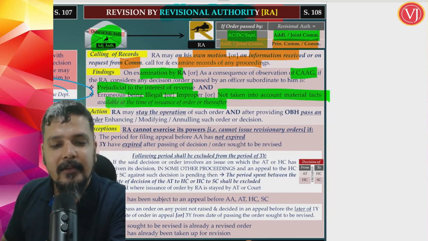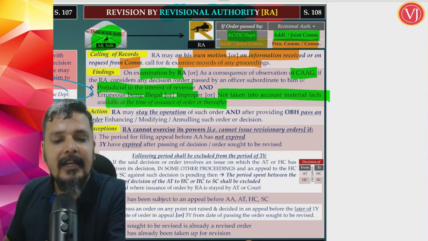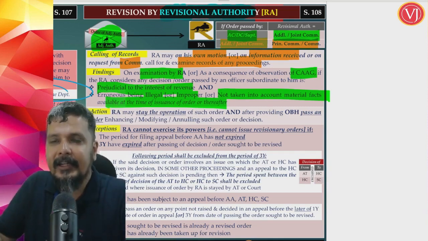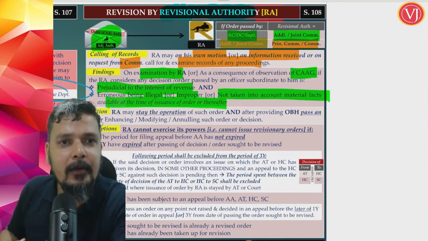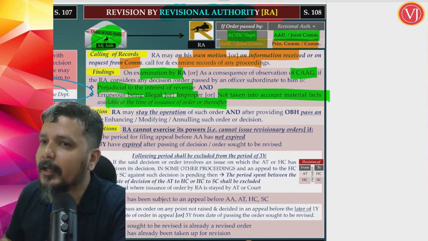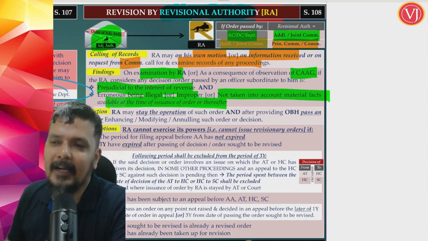They'll see the orders. They might not find any illegality or improperness, but they'll find that there were clear-cut records available, which means that all the details given by the assessee show the turnover is 100 crores, but the tax payment is clearly made only on 10 crores. So what is to be done? Revise the matter.